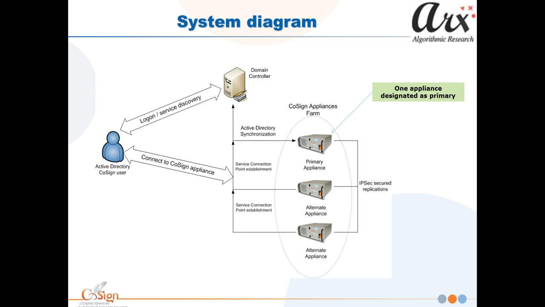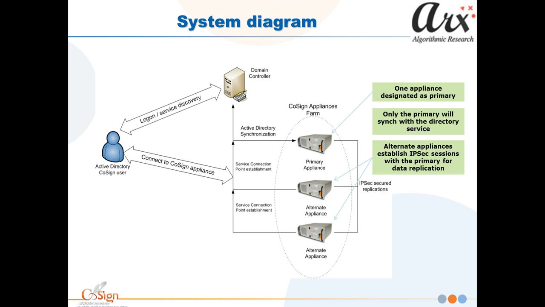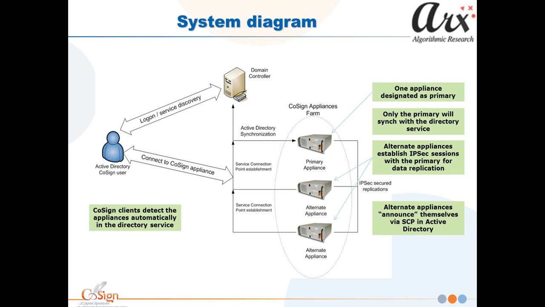Okay, so one appliance is designated as primary, that's your original installation. Only the primary syncs with the directory service or domain controller. The alternate appliances, as stated, establish IPsec sessions with the primary for data replication. And they do actually announce themselves via service connection points in Active Directory. So as we'll show in a second, if one CoSign appliance is down, it'll roll to the next one.